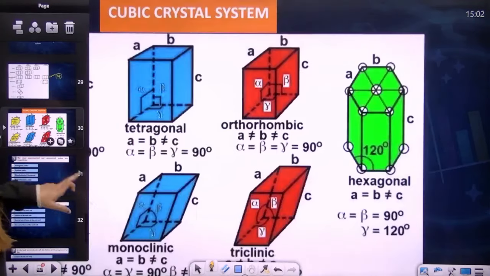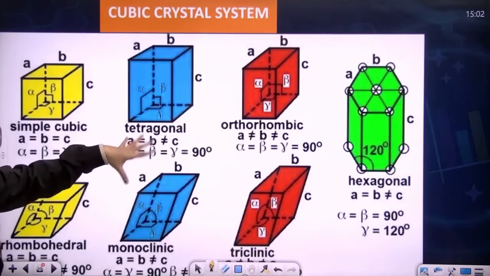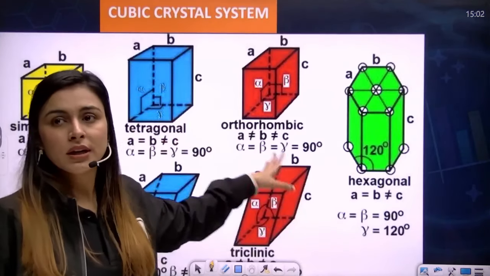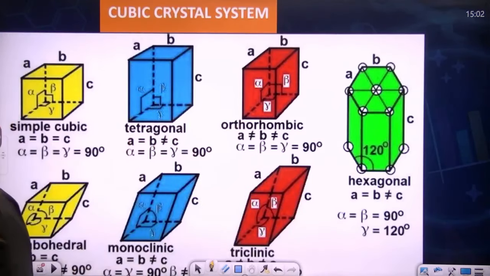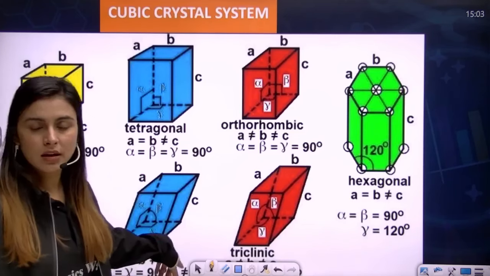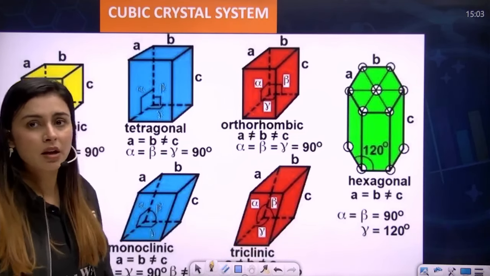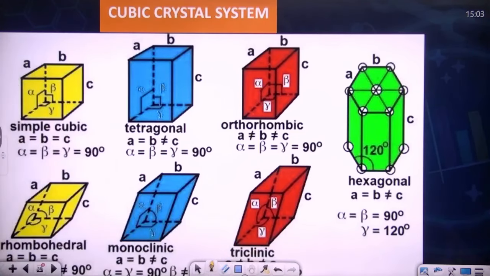Okay. So here are the diagrams of the unit cells, if you want. These are the beautiful diagrams of the crystal systems. If you want, you can just go through them. They are just for your knowledge. Generally, you are not asked to draw the diagrams, but yes, you need to know the a, b, c, and alpha, beta, gamma values. That I told you, okay?